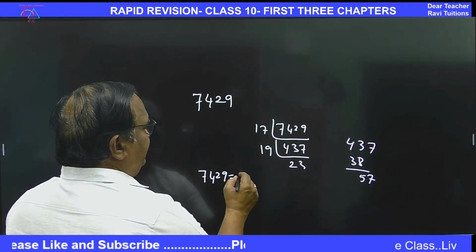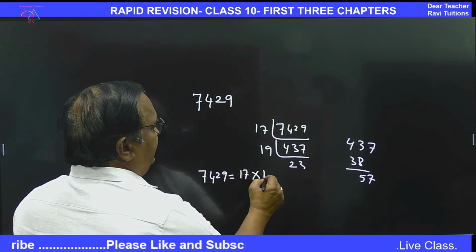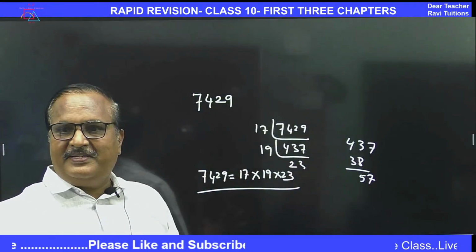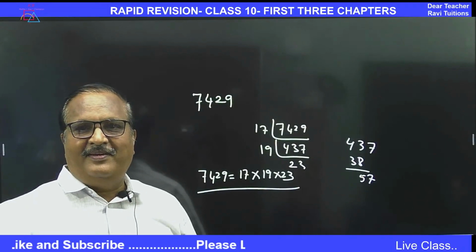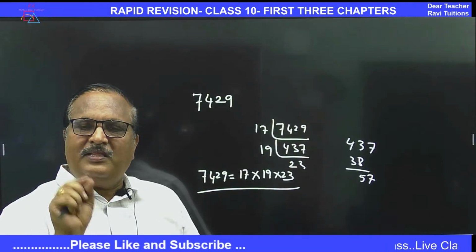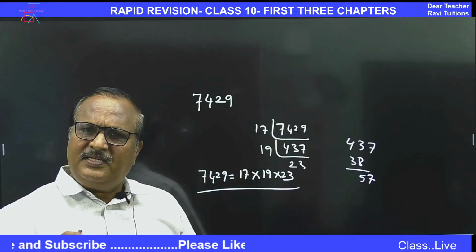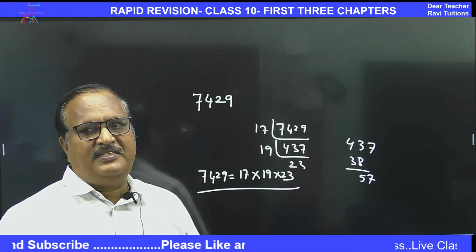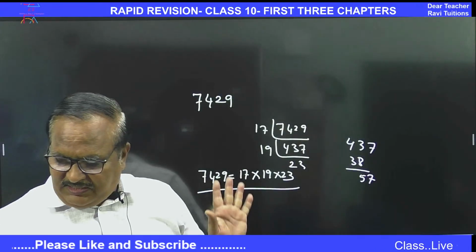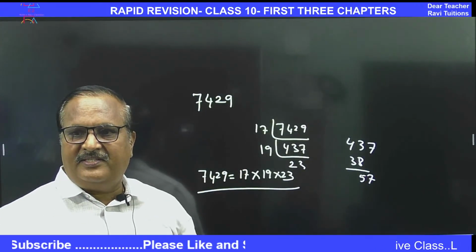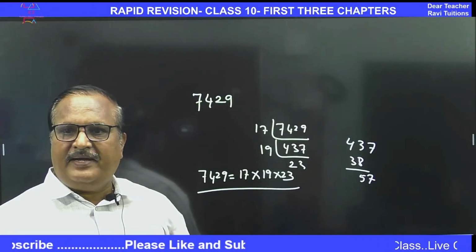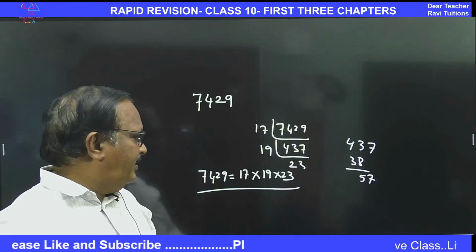So 7429 is equal to 17 into 19 into 23. All three are prime numbers. Be very, very careful. Don't leave out even a small thing. Even one mark lost will bring your percentage down. So this is a prime factorization, right? Very good, Spider. I'll call you a spider if you are here till the end of my session.